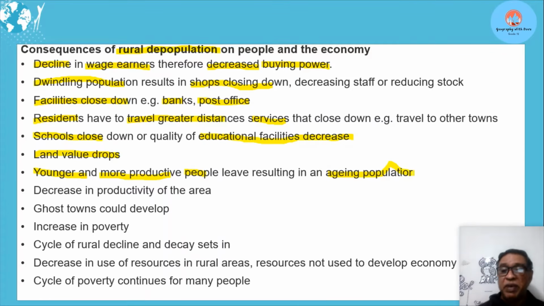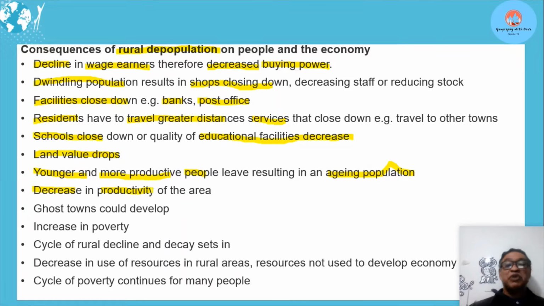Not that older people are not productive, but they are less productive than the younger people. All right, in terms of physical activity, not intelligence. I'm more in that category also, so I'm still quite intelligent. All right, so a decrease in productivity in the area.